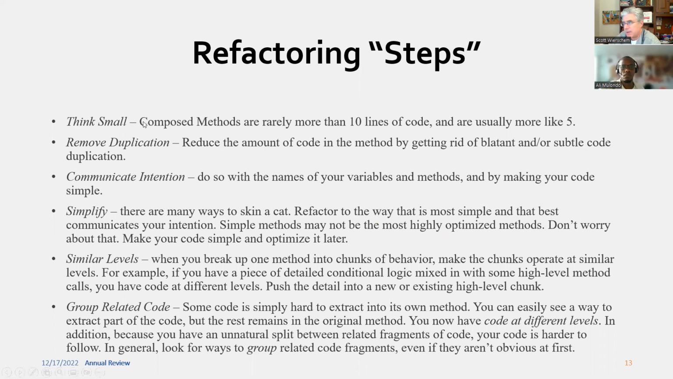Think small. So basically, you've got the methods that you're going to extract. Generally, you want to have them less than 10 lines, usually closer to 5 lines. The 5 lines of code book I was talking about last time.